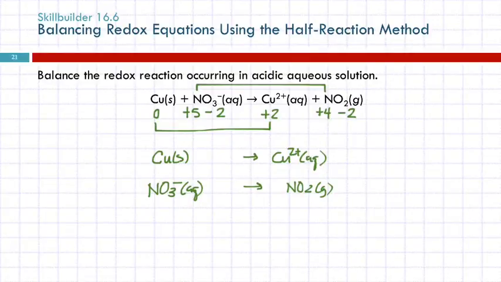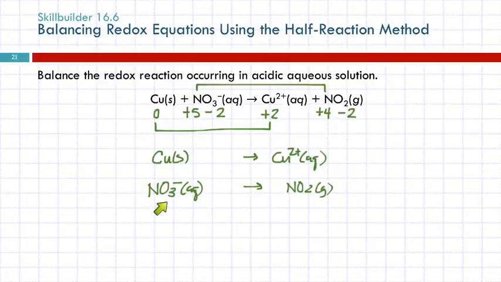Next I need to balance with respect to mass. The first one's already balanced. The second one, not so much. I have 1 nitrogen on each side, but this one has 2 oxygens, that one has 3 oxygens. Okay, just balancing by inspection, you can't do it. That's because water is actually participating here. So we balance the oxygens by adding H2O where needed.